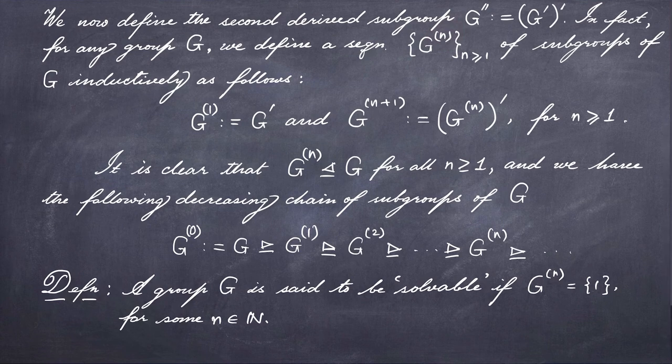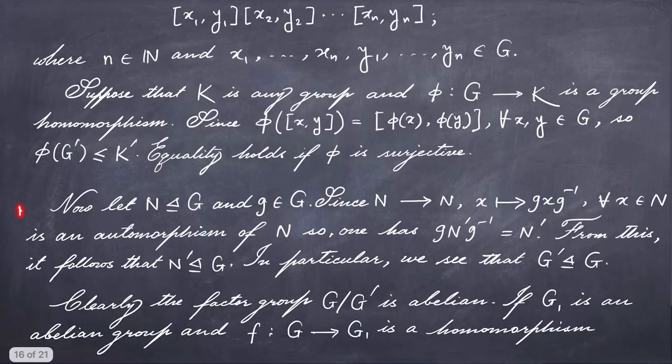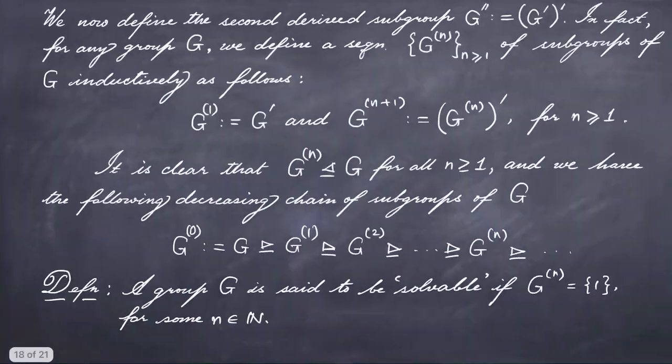And from the construction display, it's obvious that each G^(n) is a normal subgroup of G, because that follows inductively from the fact that G' is a normal subgroup of G. If G^(n) is a normal subgroup of G, then its derived subgroup will again be a normal subgroup of G. So in view of this, it's easy to see that all these G^(n) are normal subgroups of G.